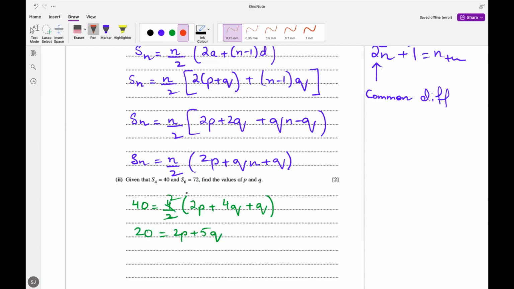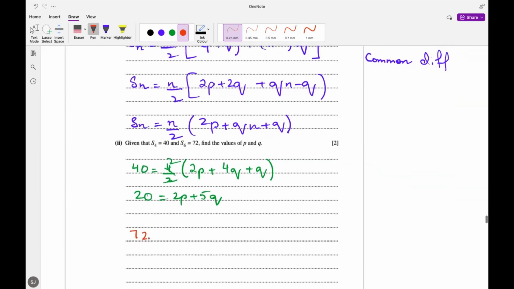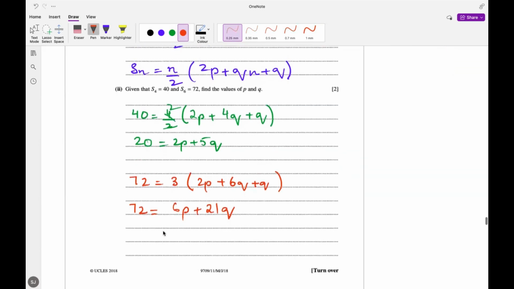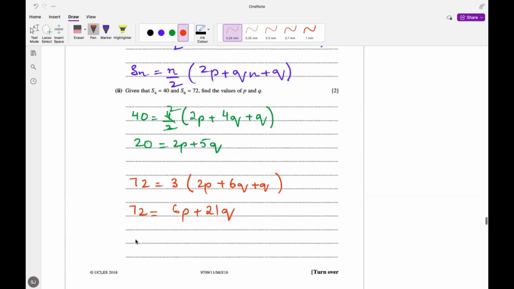And as the sum of 6 terms is 72, we will write this as 72 is equal to 6 upon 2, so that will become 3 into 2p plus 6q plus q. Simplifying this will become 6p plus 18q, or we can add 6q plus q, that will be 7q. So 3 times 7 will become 21q, is equal to 72. Now we can use our calculators to solve these two equations simultaneously, and we'll get the value of p as 5 and the value of q as 2.